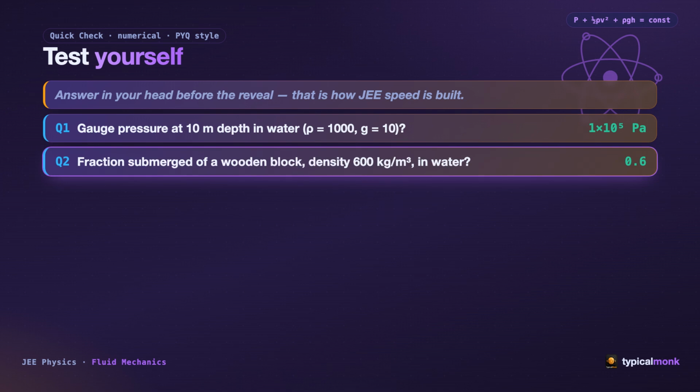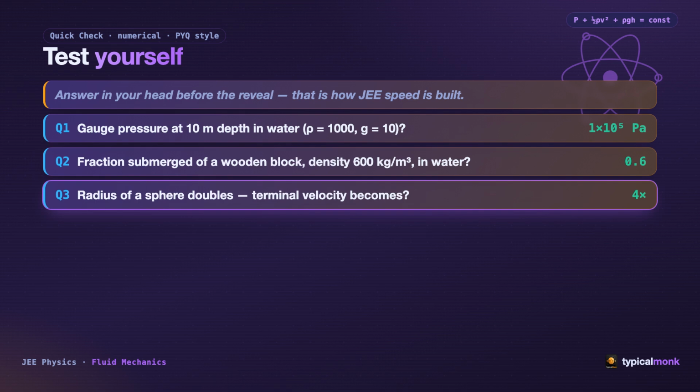Question 2. A wooden block of density 600 floats in water. What fraction of it stays submerged? Density ratio gives 0.6 or 60%. Question 3. If the radius of a falling sphere doubles, its terminal velocity becomes how many times as large? Radius squared gives 4 times.